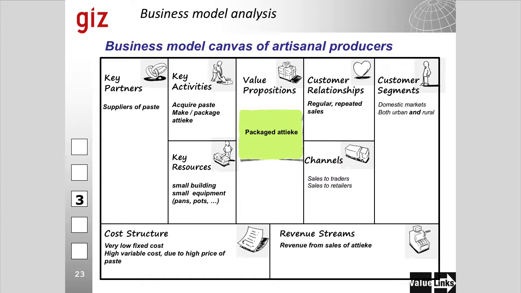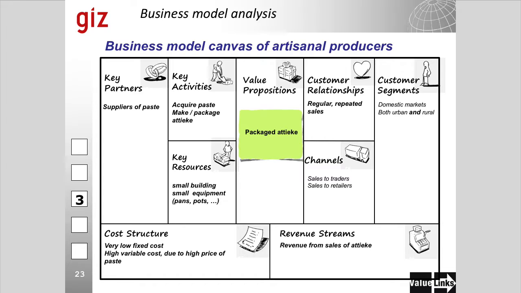And it is a bit simplified again, just for the ease of discussion today. You have the value proposition in the middle. It's packaged Attiéké. I showed the photo of the product. And this is now the artisanal producers. Their key partners are the suppliers of paste that they import from Côte d'Ivoire. Their key activities: they have to get that paste and make the Attiéké and package it.